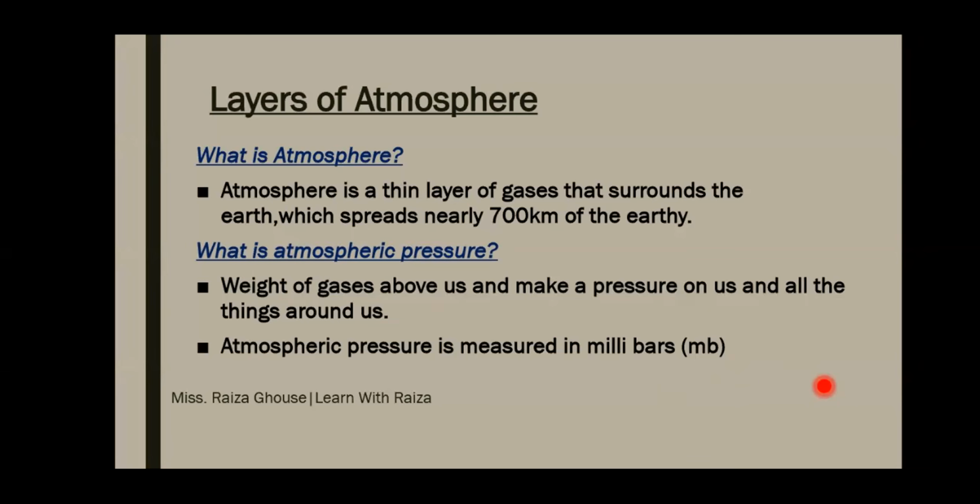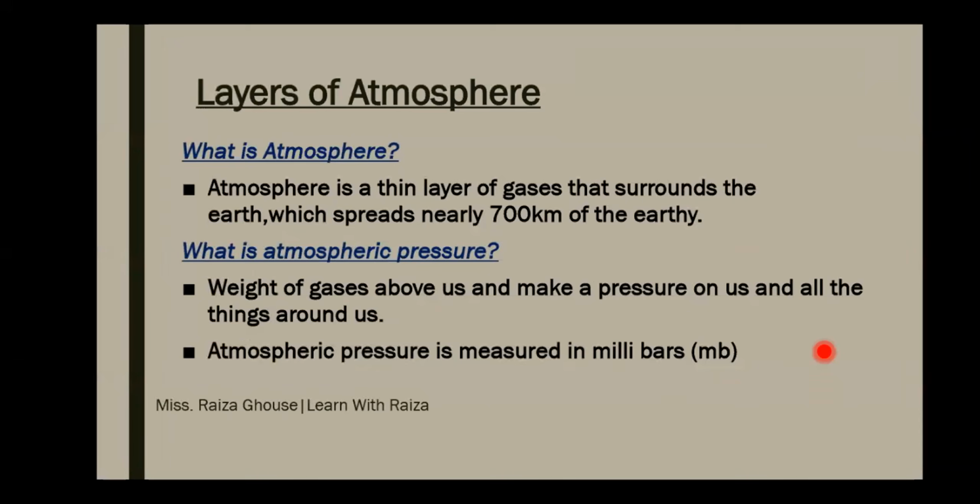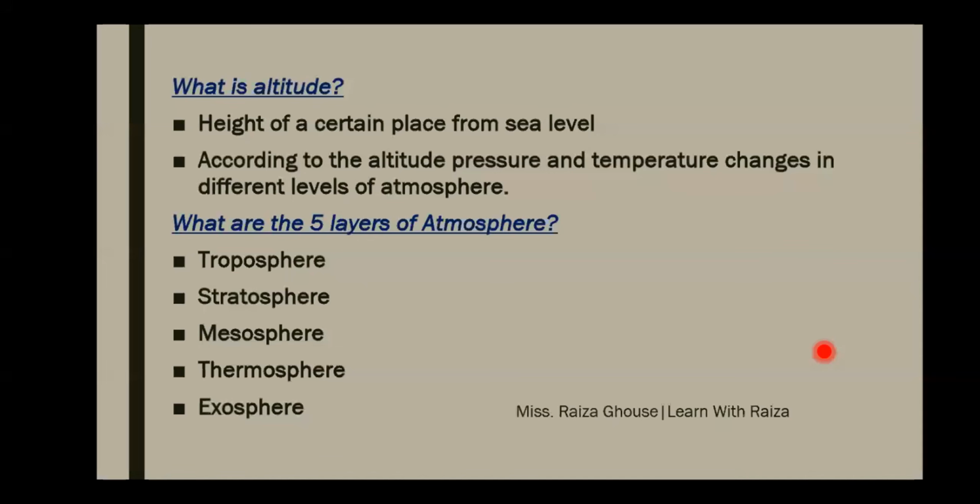So these are the main things that you should know first in this lesson. Now the next part is altitude: the height of a certain place from the sea level. This word is very familiar. When people describe a weather forecast, they use it as well. Also when we go skydiving, they use this word. So altitude is the height of a certain place from the sea level. For example, I can show you.